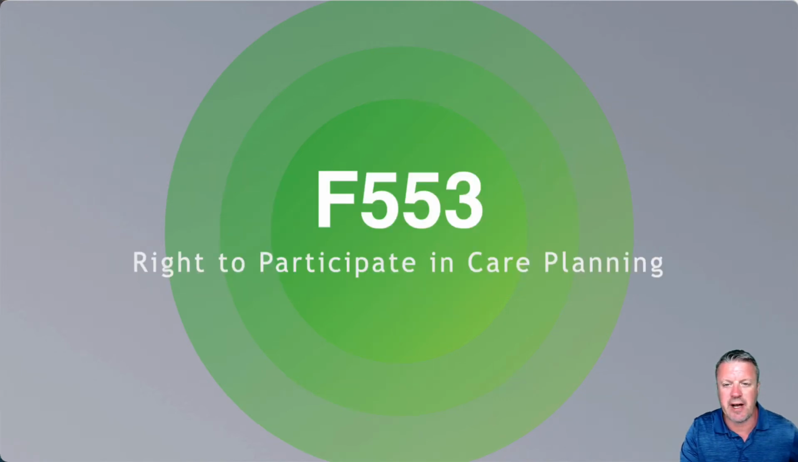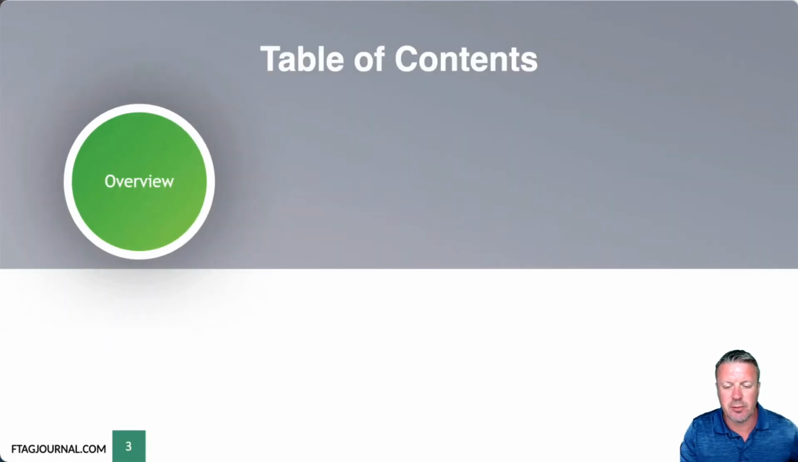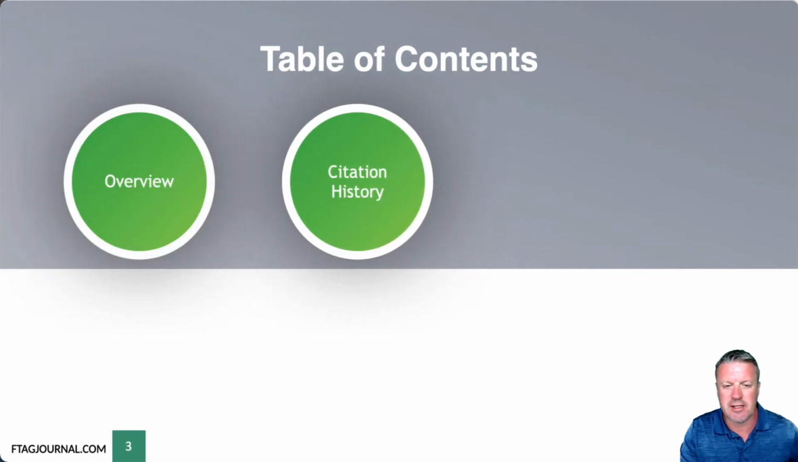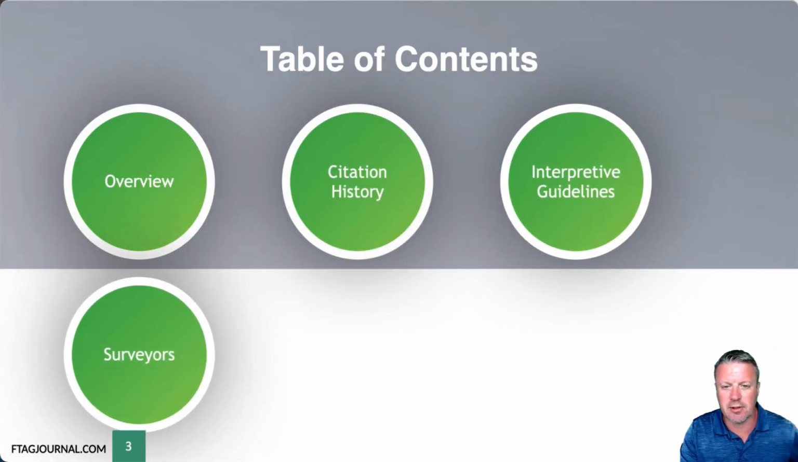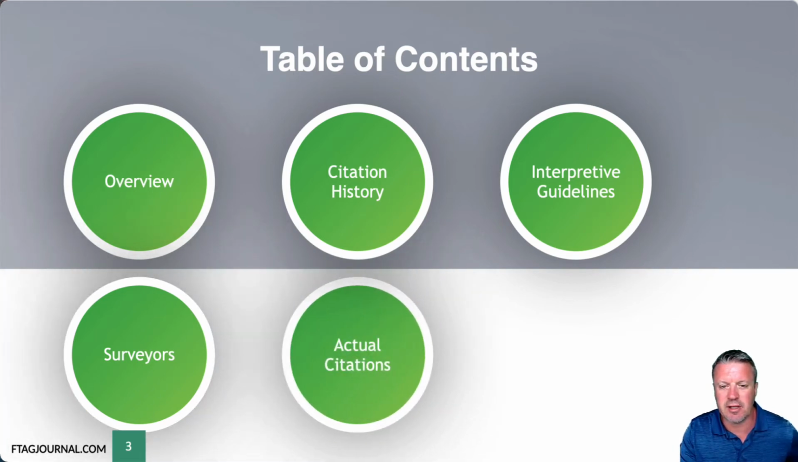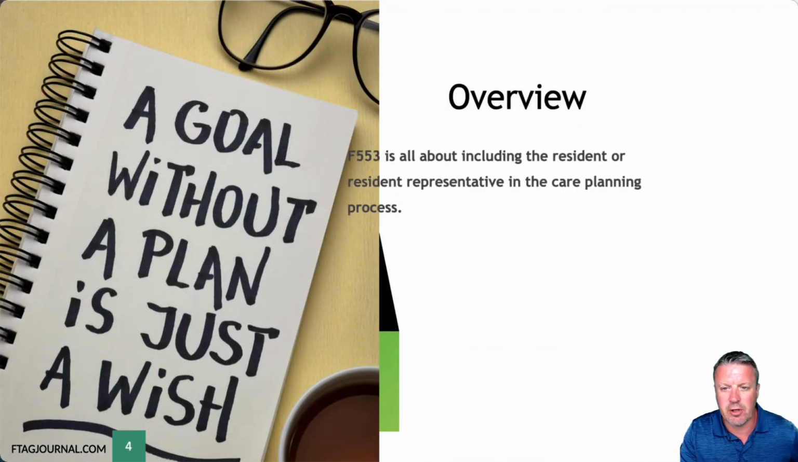This is F553, the right to participate in care planning. Table of contents: we're going to do a brief overview, go through the citation history, and tell you just how worried about F553 you need to be. Go through the interpretive guidelines, including what the surveyors are going to ask, what they're going to look for and what they're going to observe. Then a list of actual citations, which is probably the most helpful part of this presentation, and then wrap it up with a summary.